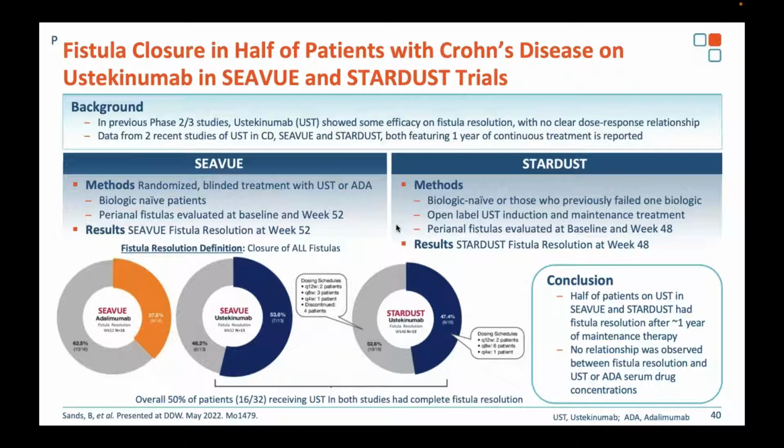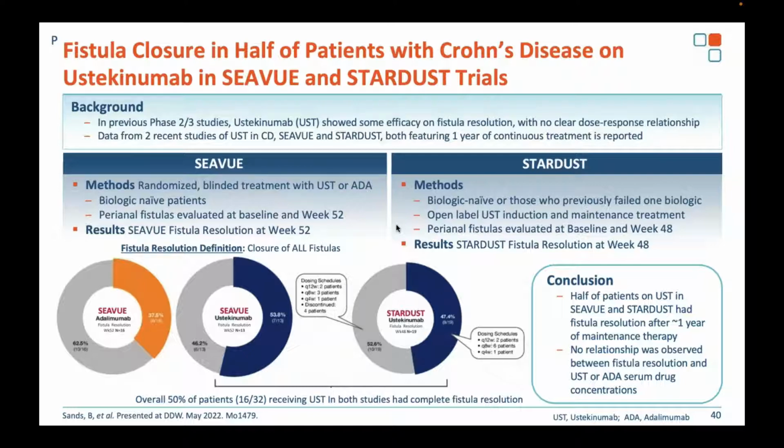But a signal there that perhaps anti-P40 is useful. And of course, the advantage of SEAVUE is it had a control arm. That control arm was anti-TNF, and we know anti-TNF is a good mechanism of action when it comes to treating fistulae. And you can see in the orange wheel at the bottom left-hand side there, that's the proportion of patients who were treated with adalimumab in SEAVUE who closed all their fistulas at a year. And you can see it's a little bit less than the ustekinumab treated patients.